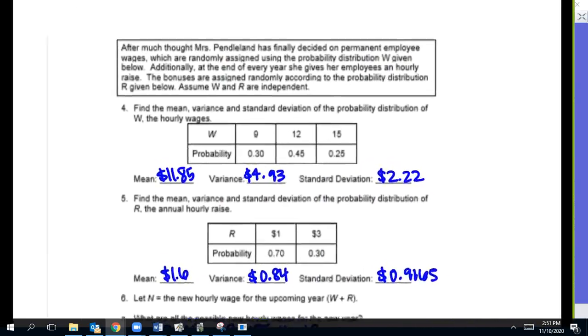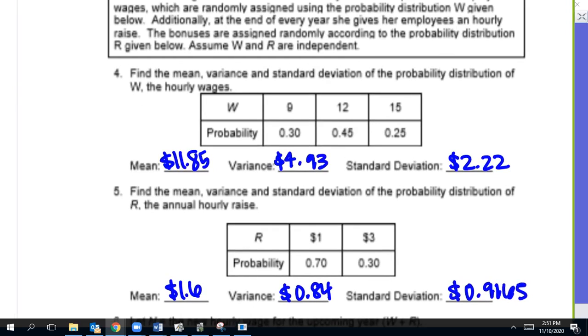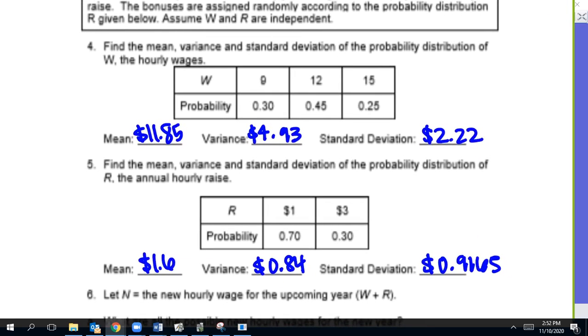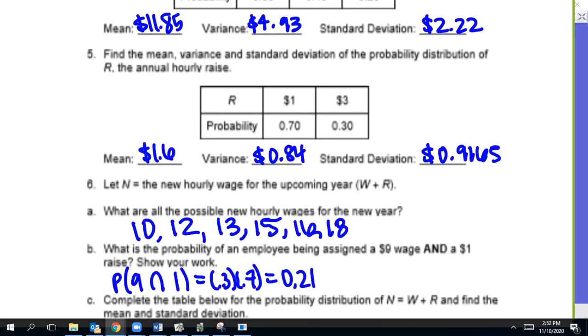Next, we had a couple of things. 4 and 5 were just practice using the calculator again to get those values. And then here, we are summing 2 variables.